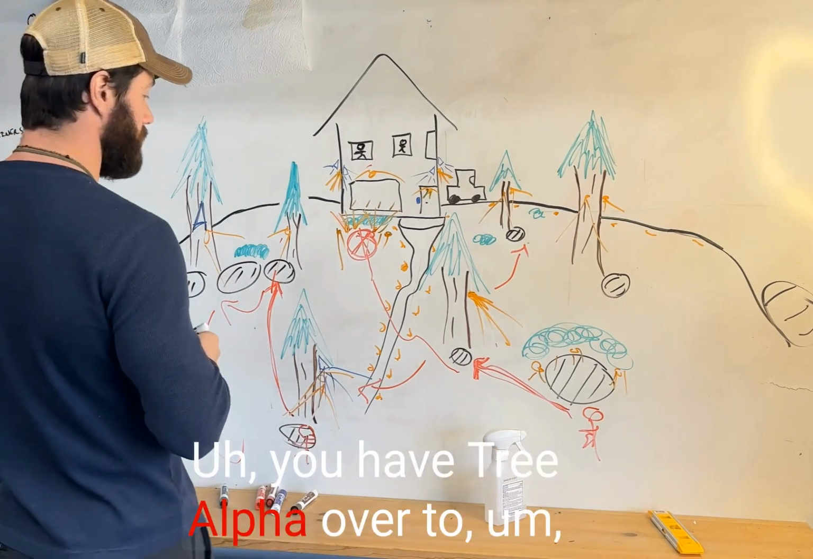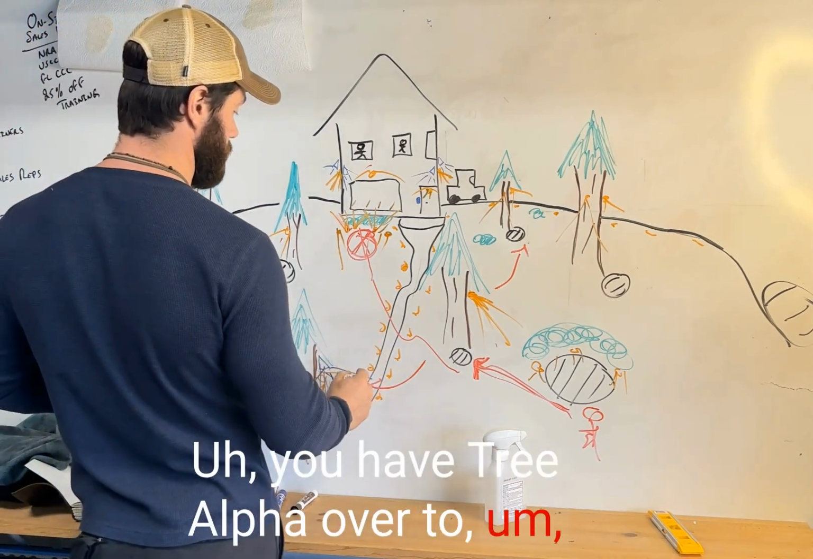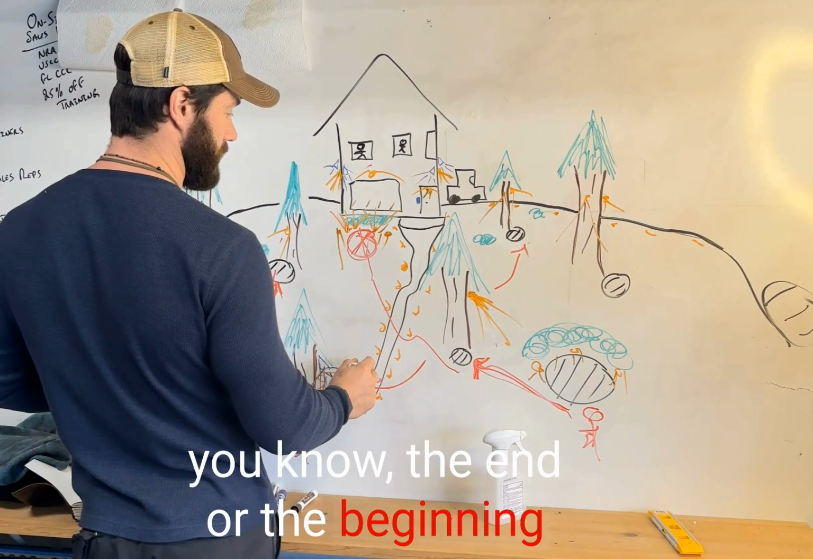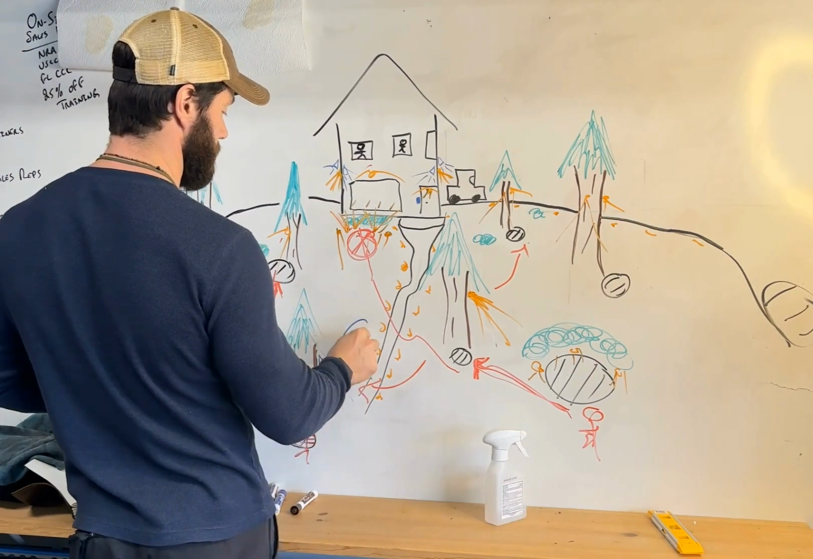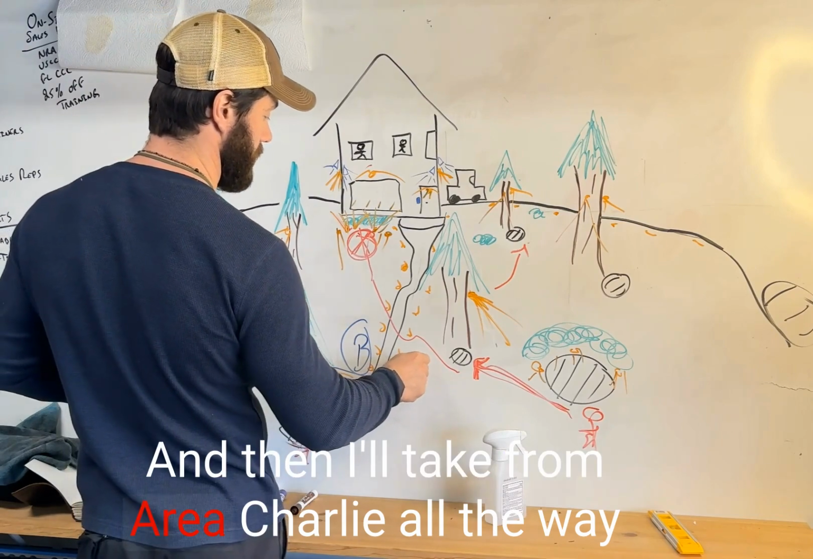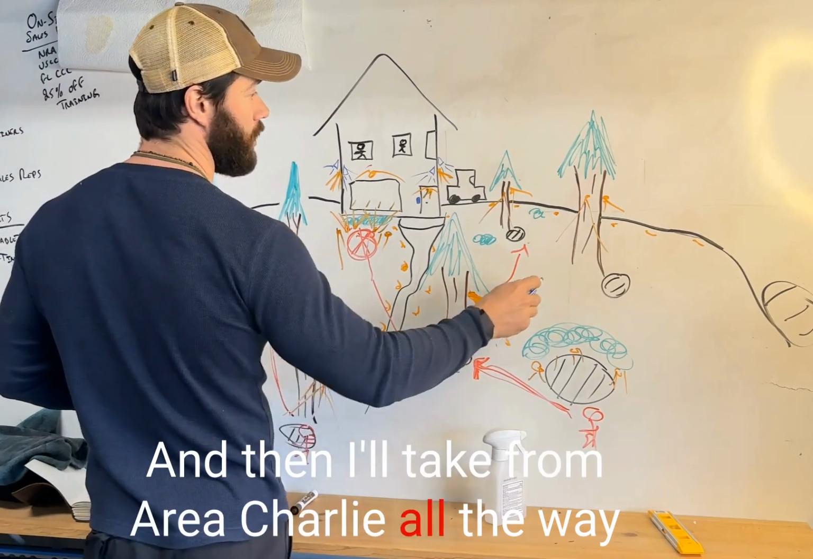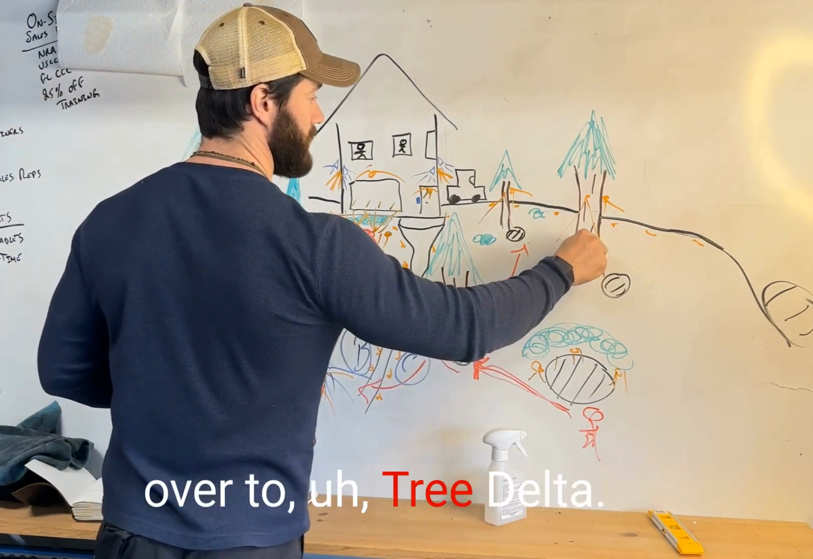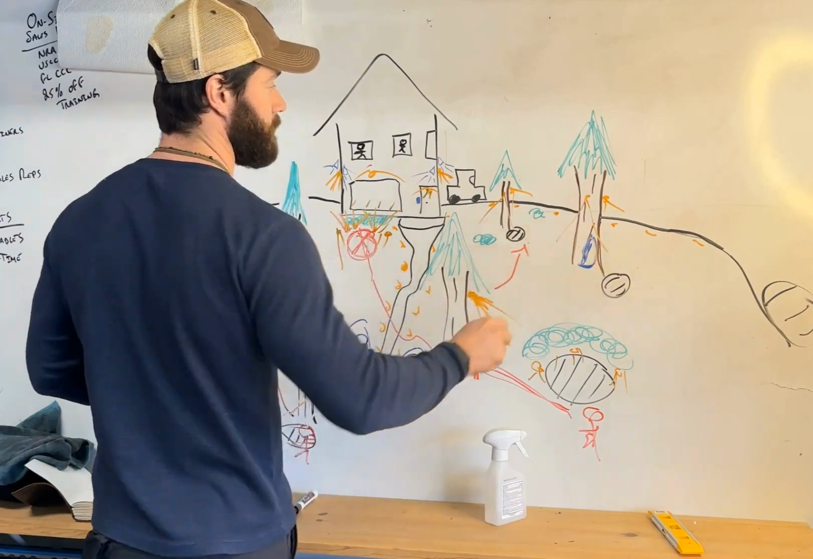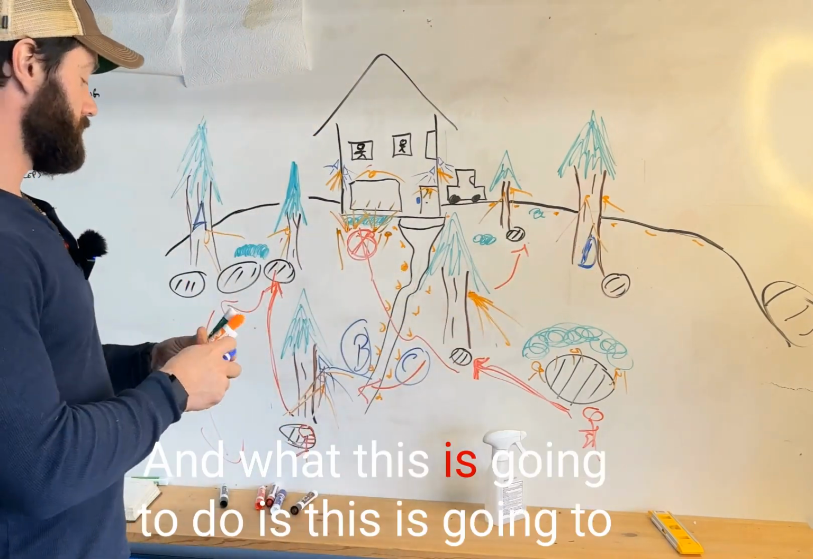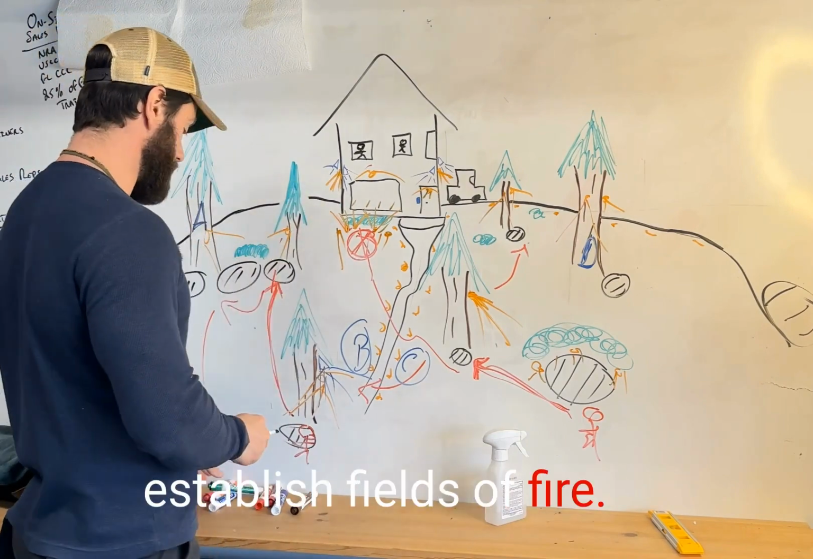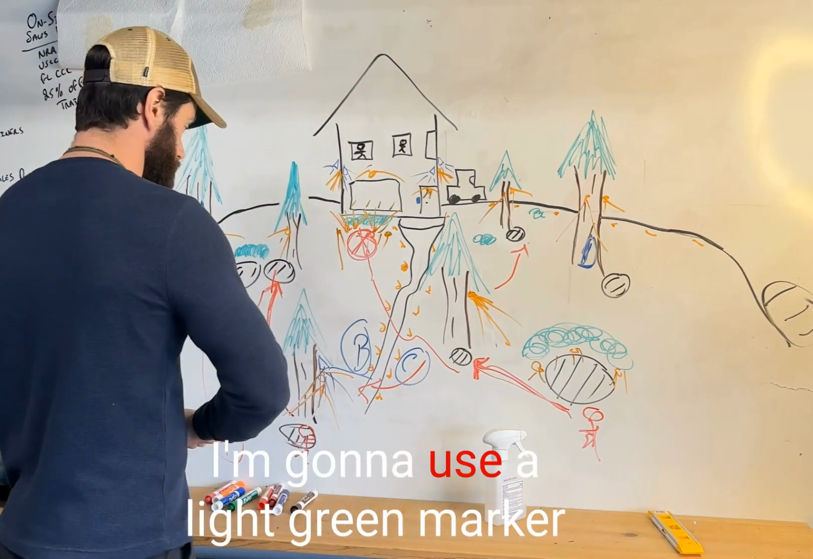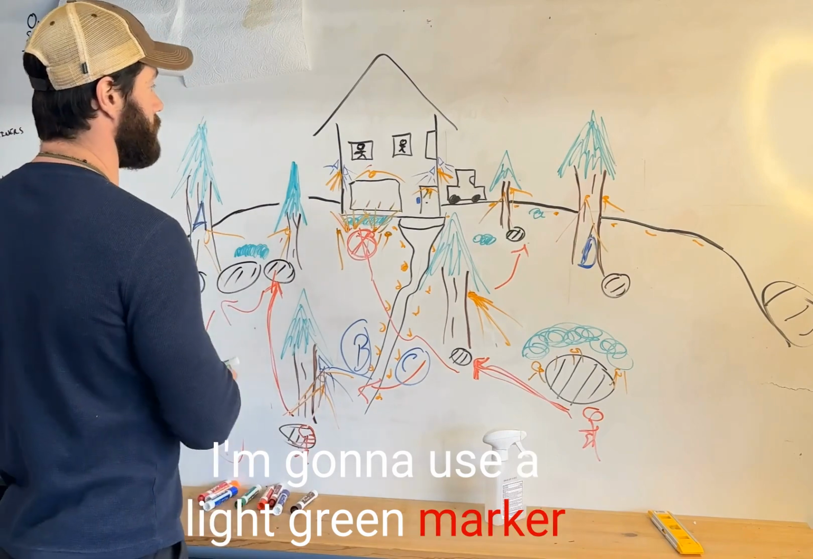You have tree Alpha over to the end or the beginning of the walkway. We'll just call that area Bravo. And then I'll take from area Charlie all the way over to tree Delta. And what this is going to do is this is going to establish fields of fire. Use a light green marker for this one.